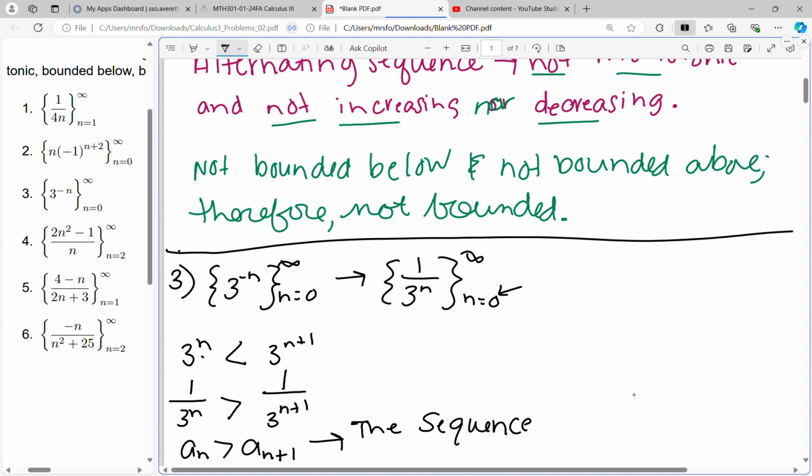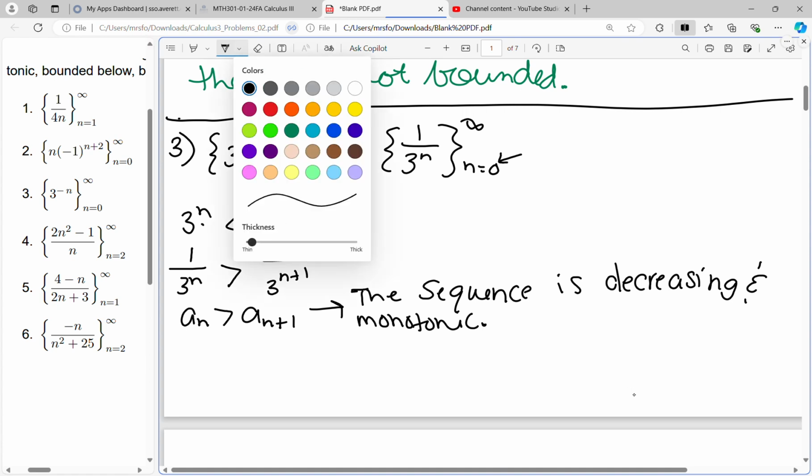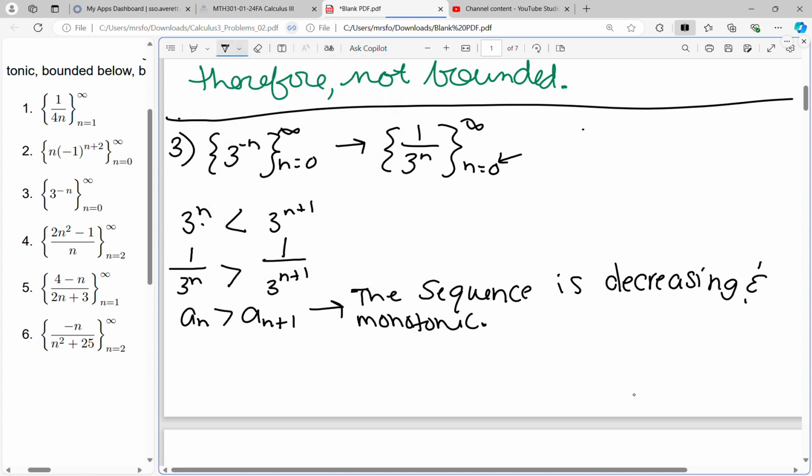The sequence is decreasing. And because it's decreasing, it is also monotonic. Okay? So now we have what we said before: our very first term is 3 to the 0 power, which is 1.